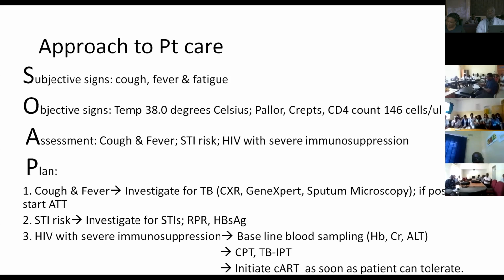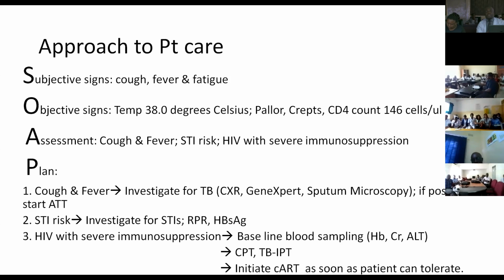This patient, again, is at high risk of STIs, so we have to screen for genital ulcer disease and urethral discharge in this patient. Other tests that we have to do are RPR and hepatitis B surface antigen, which are very important screening tools in high-risk patients. Lastly, HIV with severe immunosuppression. The bloods at baseline, of course, should have full blood count, creatinine, and liver enzymes.